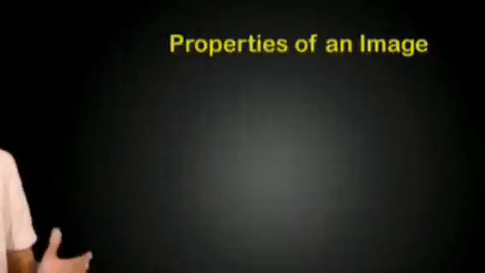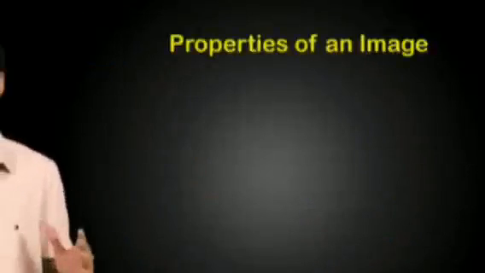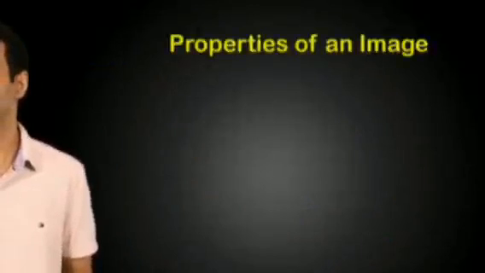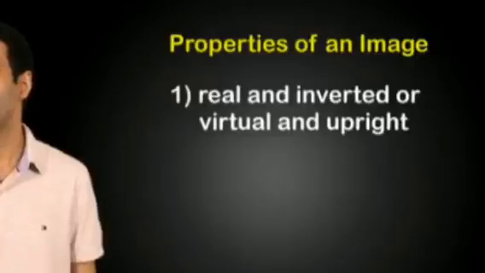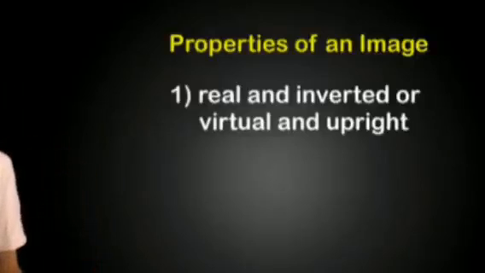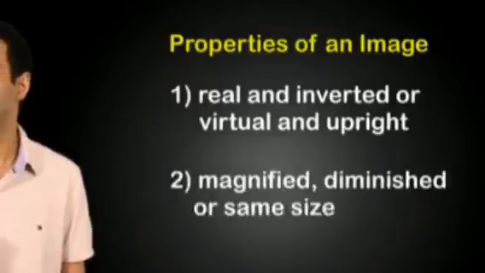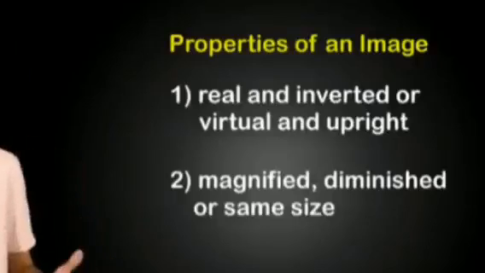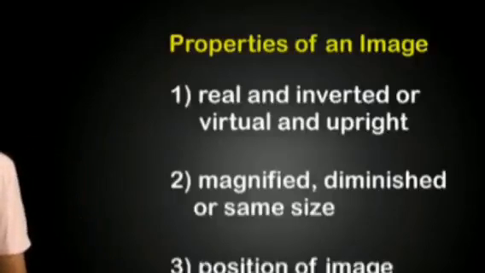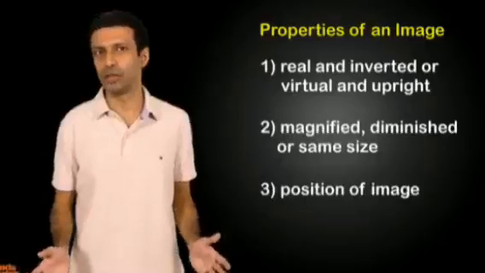What are the properties of an image? There are 3 points to consider here. First, is the image real and inverted, or is it virtual and upright? Second, is the image magnified, diminished, or is it the same size as the object? And third, what is the position of the image?